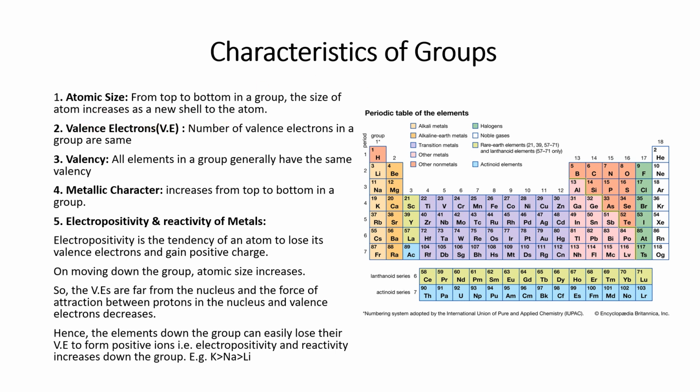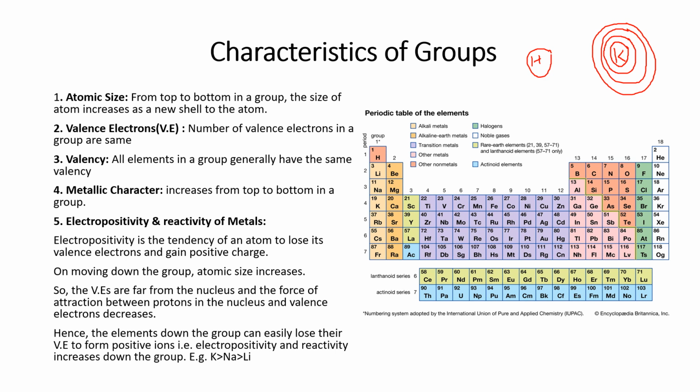See here, I am writing. Here is hydrogen, which has 1 shell, and I am giving the example of potassium. Potassium has 4 shells: 1, 2, 3, 4. So atomic size automatically increases here.